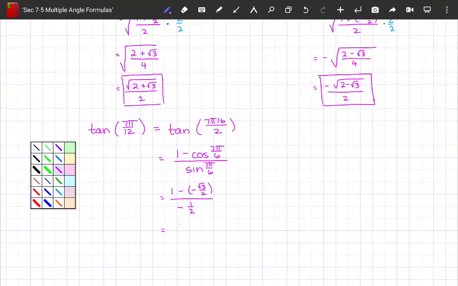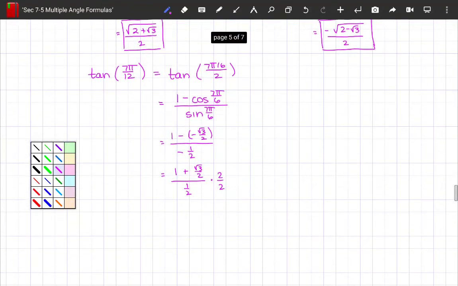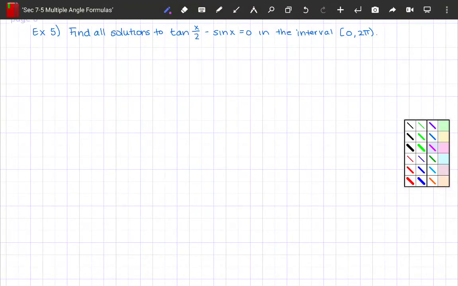Yay! So I'm going to have 1 plus root 3 over 2 on the top, over 1 over 2 on the bottom. If I multiply by 2 over 2, I will get 2 plus root 3 over 1, which I don't need. There's my answer. Yay! Okay, one more example and then we're done. We have to use an equation here. Couldn't let you go without doing an equation with half angles.